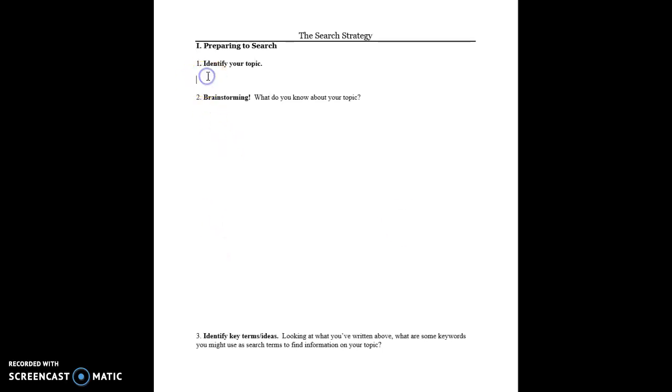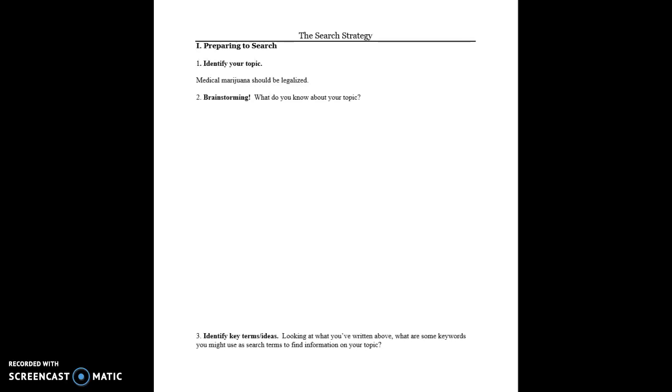My topic for this example will be medical marijuana. And my stance is that perhaps I think it should be legalized. Okay, so that's my topic and my argument. Once you've identified your topic, the second step of the research process is to explore your topic.